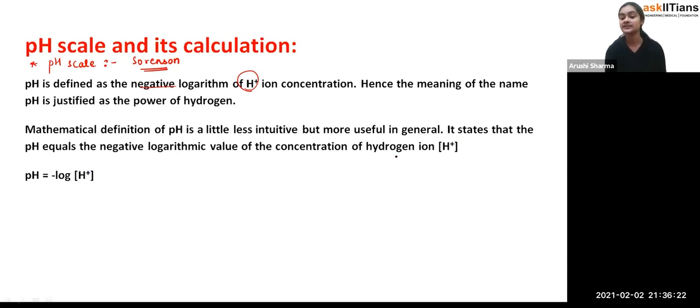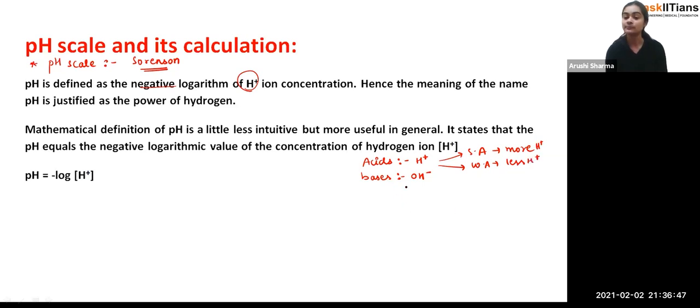If you remember, I have told you that acids give H ions in the solution, and bases give OH negative ions in the solution. I have also told you that a strong acid has more H ions, and a weak acid has fewer H ions.